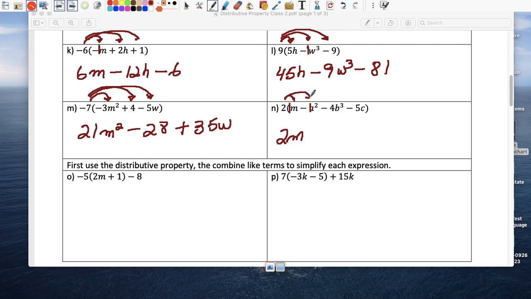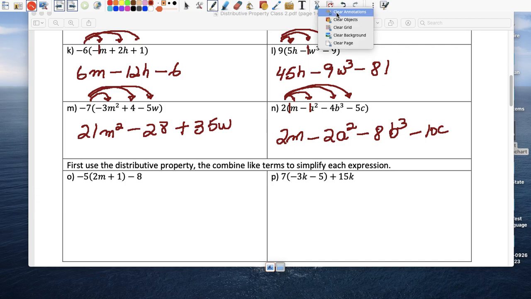Second one, 2 times negative 1. Positive times a negative is a negative. 2 times 1 is 2, and then a squared. 2 times negative 4. Well, positive and a negative is negative, and 2 times 4 is 8. What kind of 8? B cubed. And lastly, 2 times negative 5, it's going to be negative 10c. Look at it, see if you can combine anything. If you can't, then we're done.